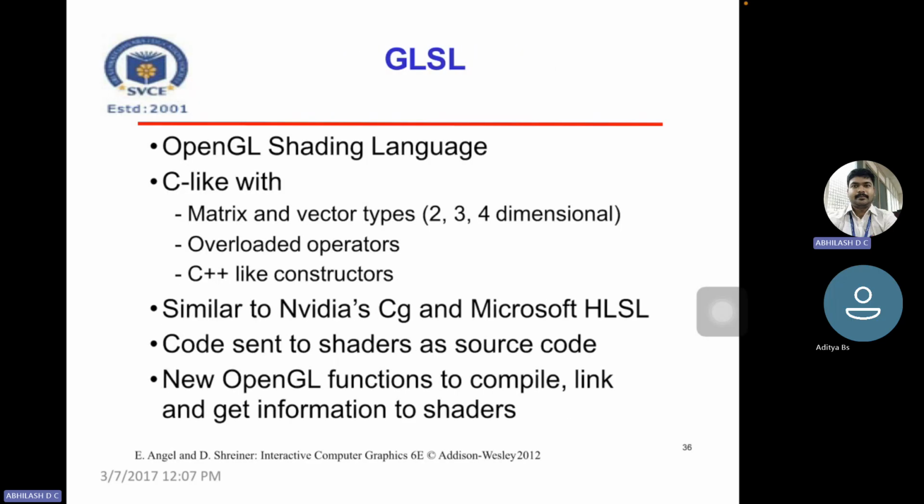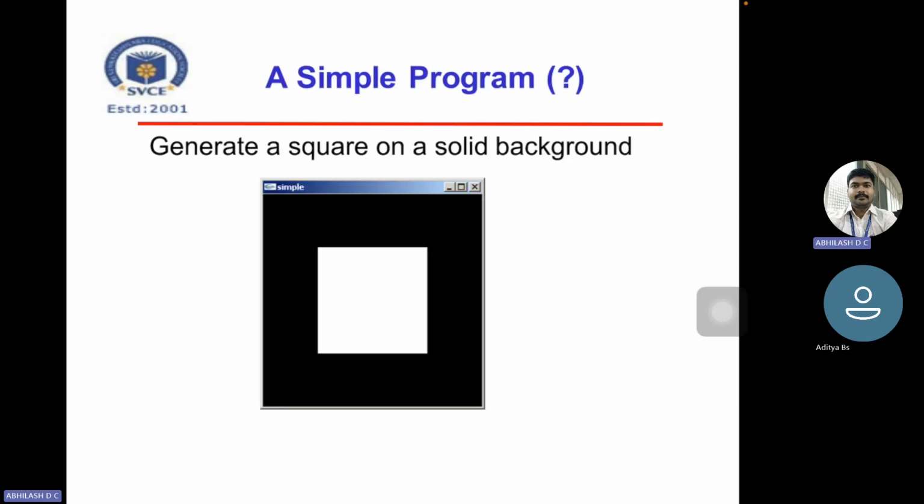Yeah, this is a simple program which has been used to generate a square on a black background. As we can see, we have a square box which is filled with white color. On the background, we have the black color which has been generated using the graphics library. So how exactly has it been generated? So this is a program which has been used to generate it.